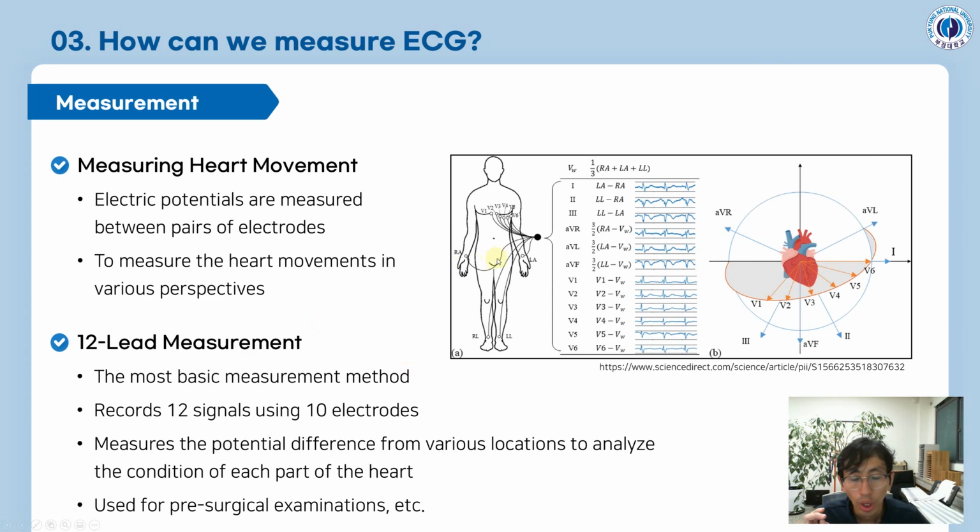If you go to a hospital to measure ECG, the doctors will put 10 electrodes on your body: left and right arms and left and right legs, and 6 electrodes around your heart. This is necessary because we want to record the 3D movements of our hearts.